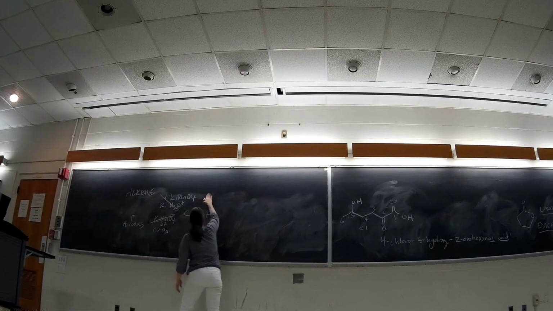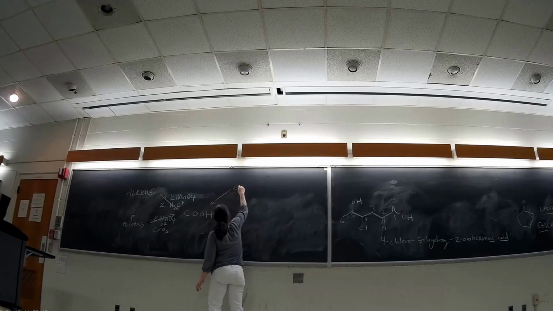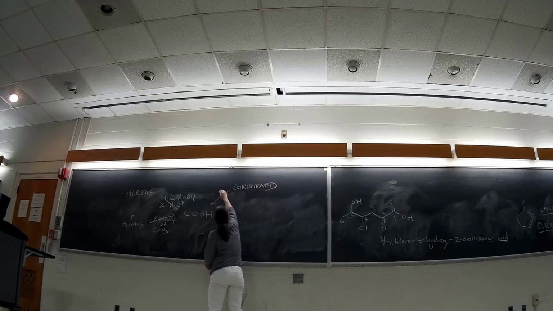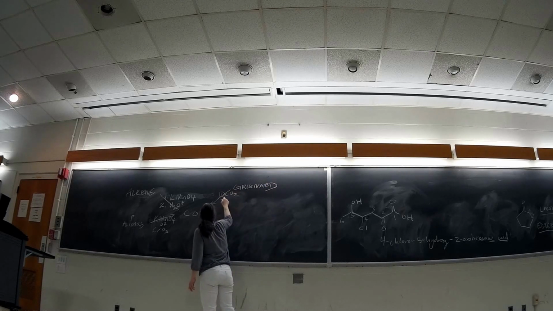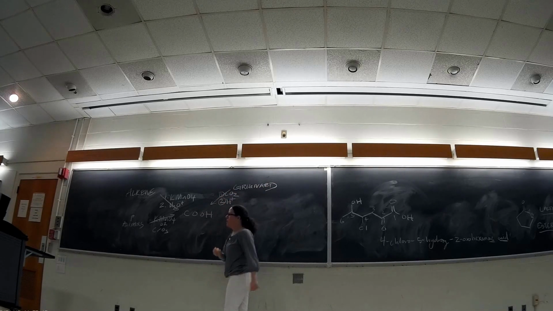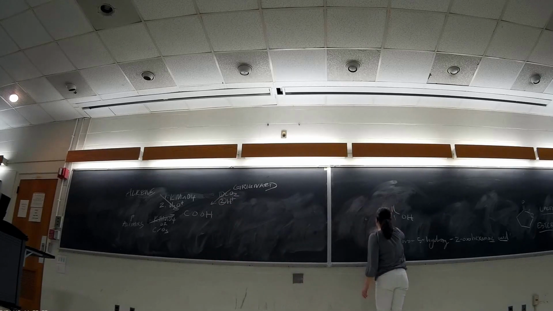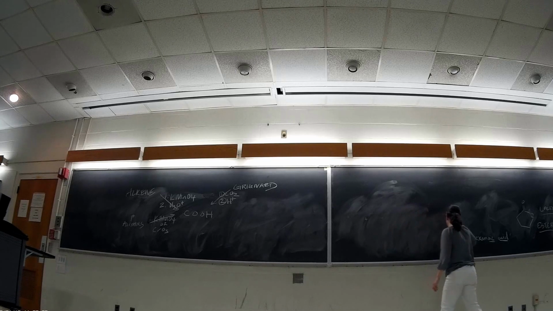Are there reactions that I'm missing that you've already seen for getting carboxylic acids? Anyone? Okay, great. There's one new one. This is the new one in this chapter, and that is to take a Grignard and add CO2 followed by an acid workup. So that's the new reaction. It's pretty easy to do.